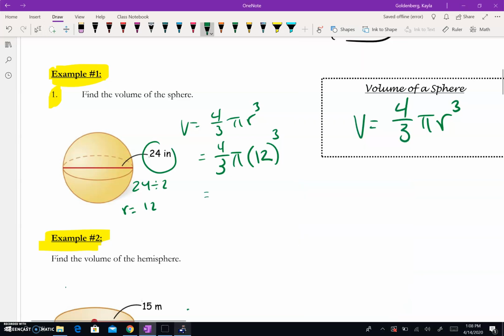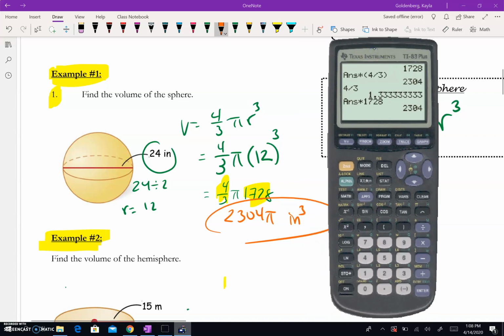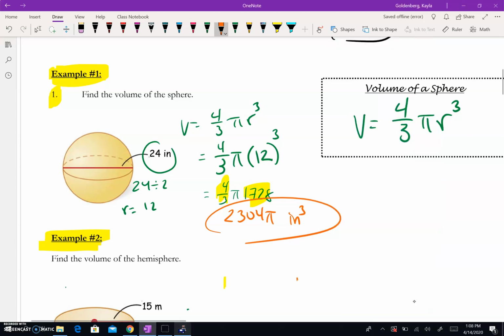So let me write that out. I had the 4/3 times pi times 1728, and then we took these two guys and we put them together and we got 2304 pi inches cubed. Now notice, because I used second answer, I got the exact answer. If I had done something like 1.33 times 1728, notice it would have been off by a little bit and it wouldn't quite be the exact answer. So I just wanted to point that out, that we wouldn't be equal.